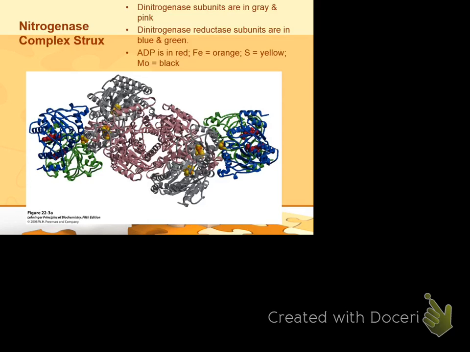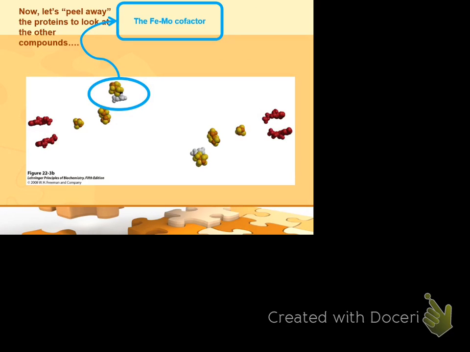ADP is in red, iron's in orange, sulfur yellow, molybdenum in black. And so I'm going to peel away the proteins in just a moment, so that you can see the way that the metals line up. So there we go. That's the iron-molybdenum cofactor. Since we've peeled this away, now we can see where the electrons get passed through along that chain, essentially, to the interior of the complex, to where ultimately it's made into NH4+.